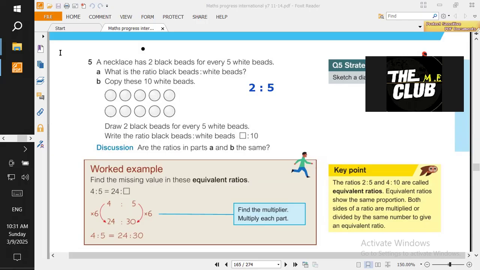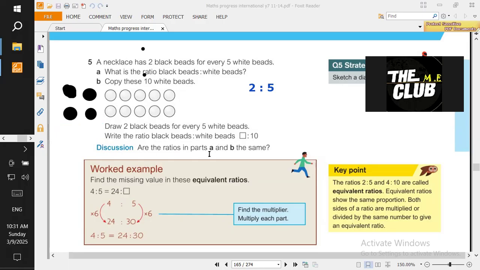So if each 5 white ones has 2 black ones next to them like this. So that's a black one. Let's make it as a circle. Yes, let's make it as a circle. Sorry for the confusion. That's a black one, and that's a black one. And these 5 here, they will have next to them 2 black beads. So black, black.